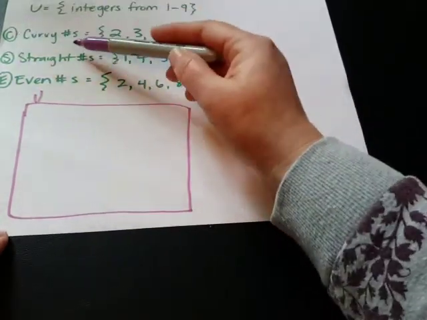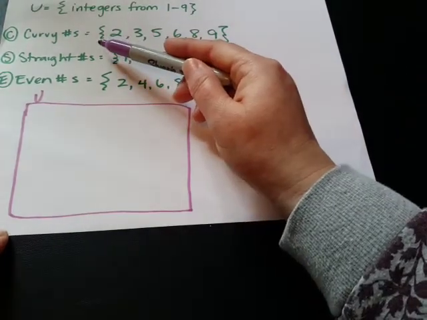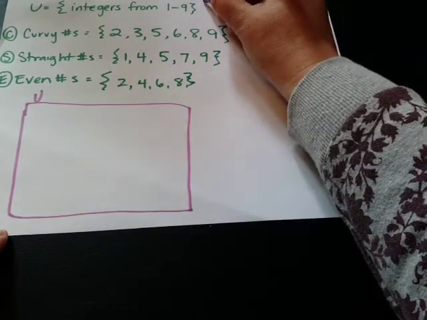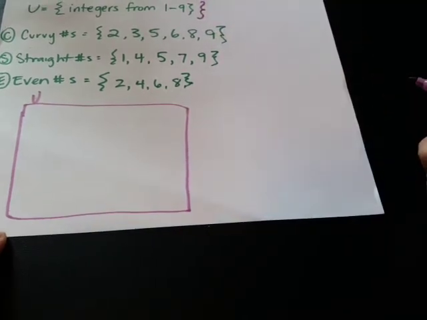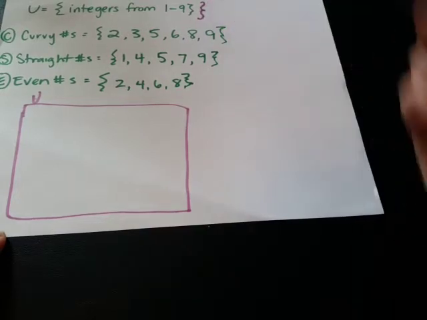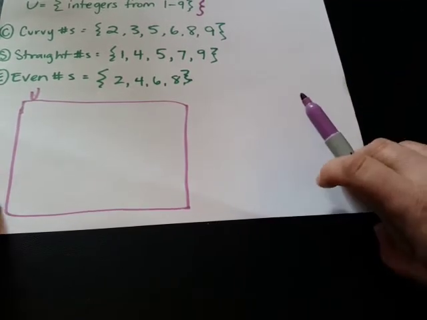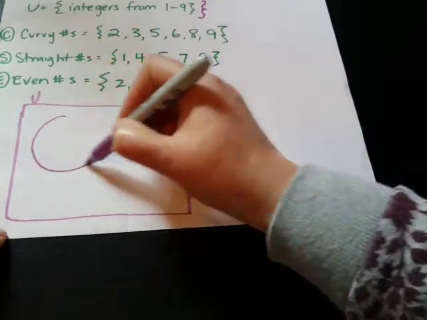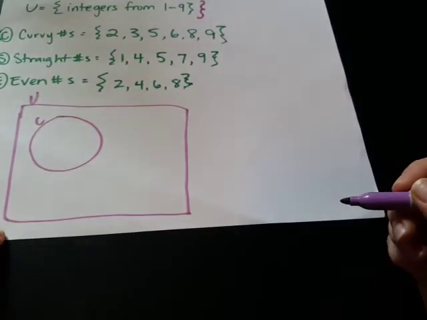So set C are all the curvy numbers. And these brackets themselves are curly. They would look something like this. As you're writing them, please don't try to use the rounded brackets. Try to simulate as best you can those squiggly, curly brackets. So we have a set C within the universal set, representing curvy numbers.